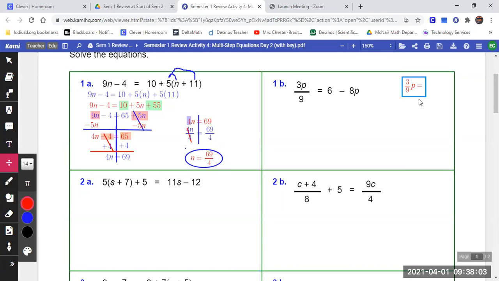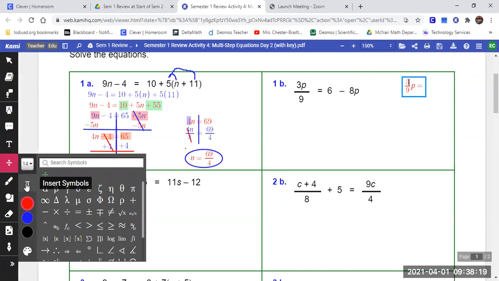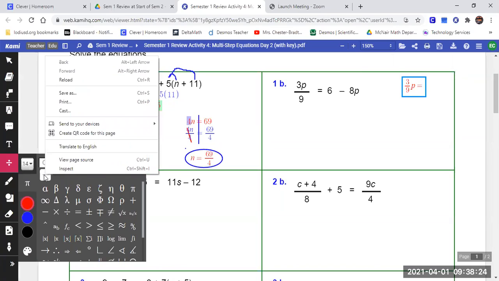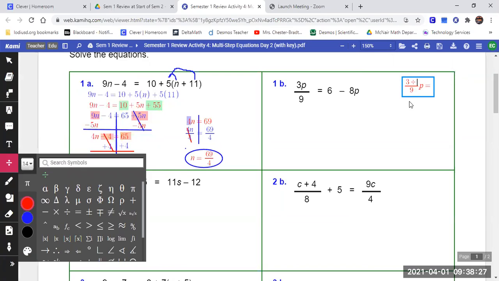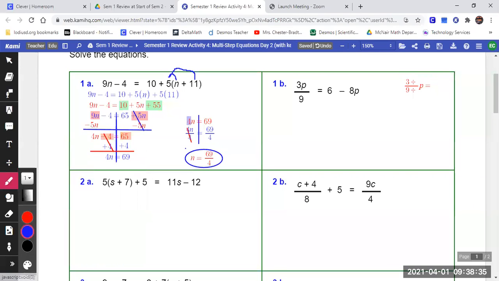Does 3 and 9, do they both divide by the same number? Do 3 and 9 both divide by the same number? Yes. What number is that they both can divide by? I don't think 3 divides by 2. Okay, I know 3 divides by 3. Does 9 divide by 3 also? Okay, so that's what we're going to go do. We're going to reduce, we're going to simplify this fraction.